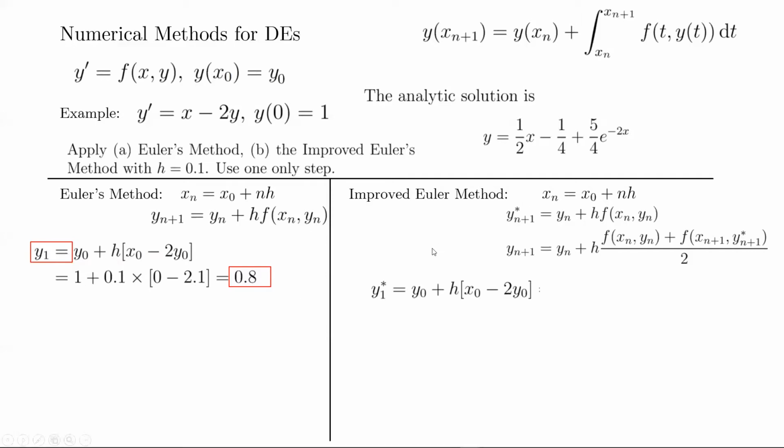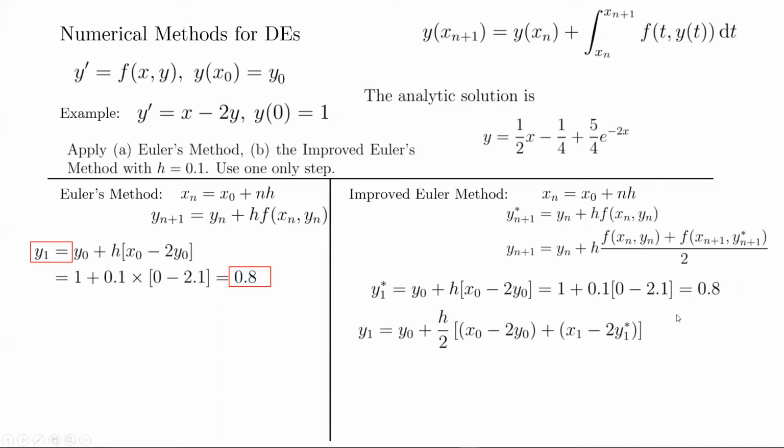So for the improved Euler's method, we do the same thing actually to start with. In fact, I can already tell you that this is going to be 0.8 because the predictor part of the improved Euler's method is exactly the same equation as Euler's method. So I in fact also get 0.8 here. And that's pointed out here, that these are exactly the same.